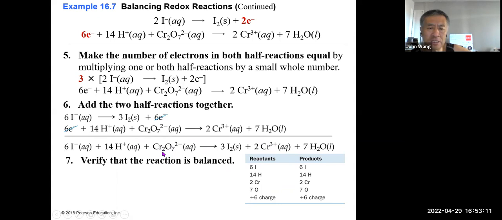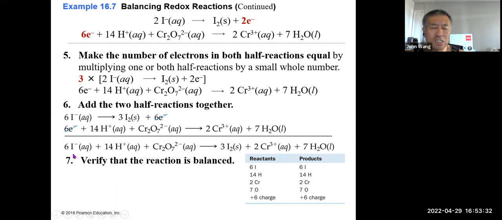The oxygen on the left is in this ion, so we have 7 O. On the right, the oxygen is in water, so 7 water is 7 O. So therefore, all the atoms are balanced. Now we check the charge.